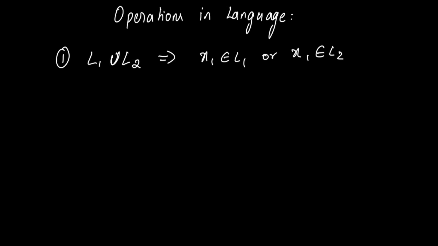Before moving on with the questions, we'll first look at a few operations that can be performed on a language. First one is union. Since languages are sets, you can perform union operation on sets. So this means that the element which belongs to L1 union L2 is either an element of L1 or an element of L2. Similarly, intersection can also be performed.